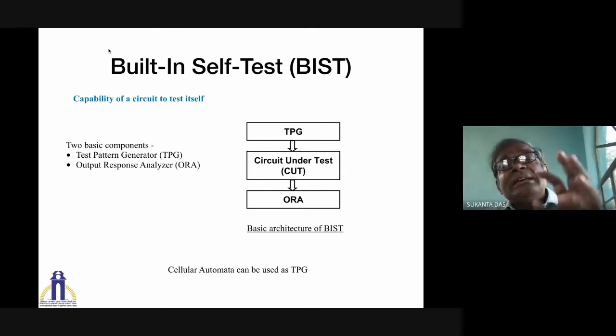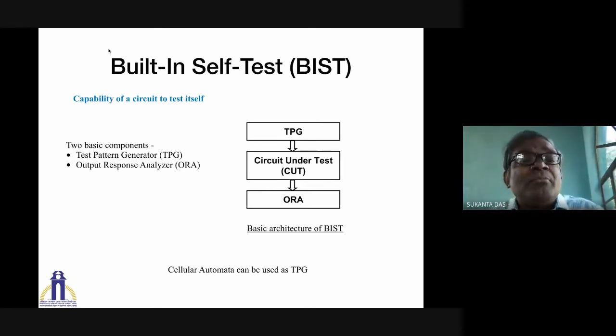Anyway, in BIST, there are two main components. One is called the test pattern generator, TPG, and the other is the output response analyzer. In my slide, you can see I have given a basic architecture of BIST. First is TPG, the test pattern generator. It generates some test patterns. What are the test patterns? So 1, 0, 1, etc.